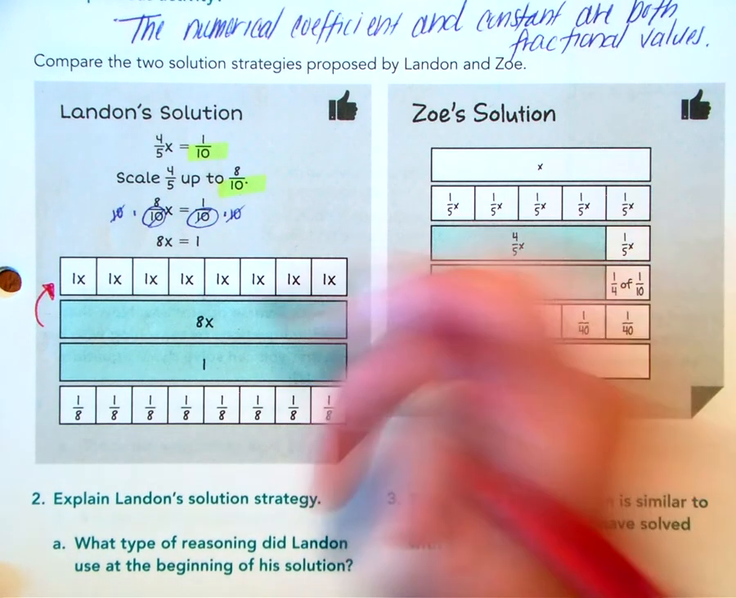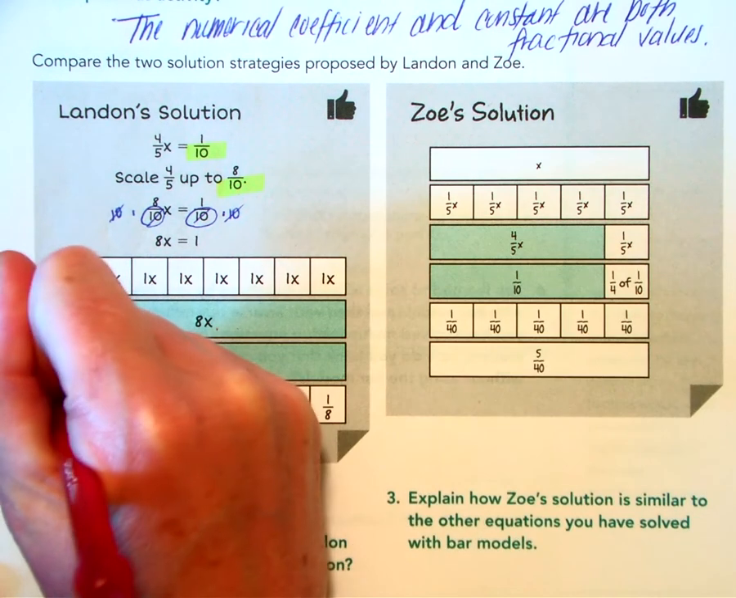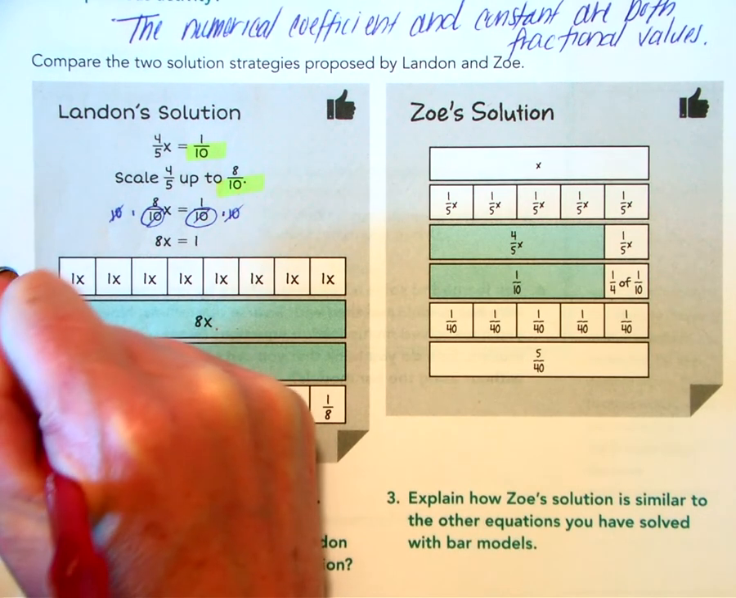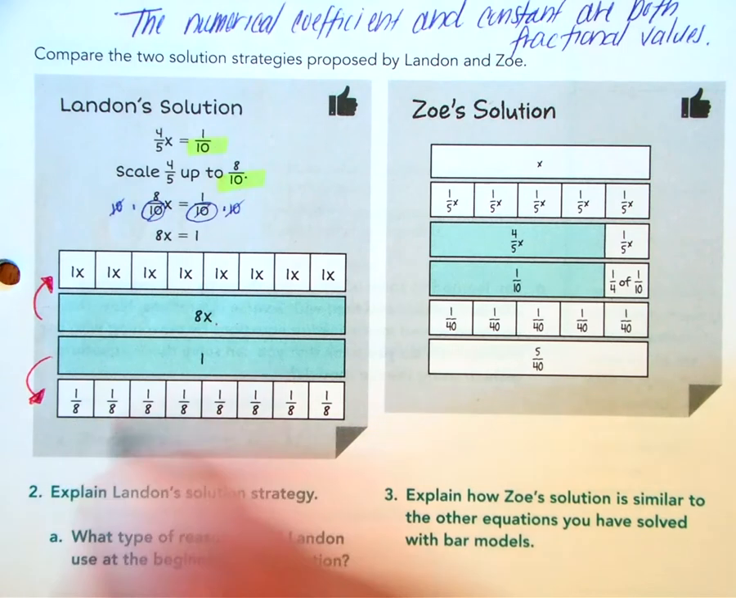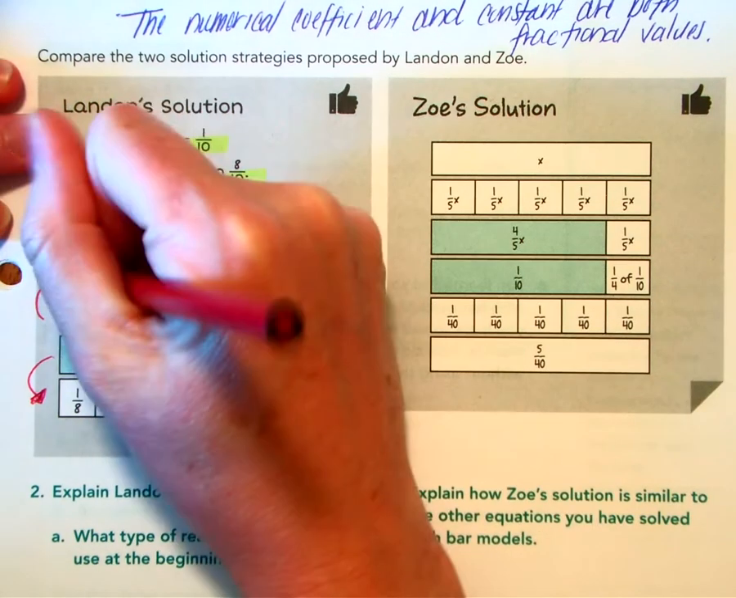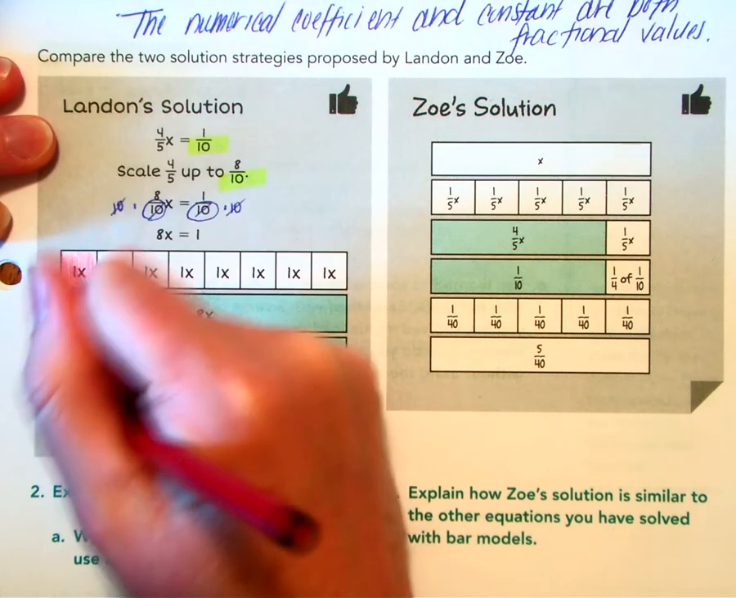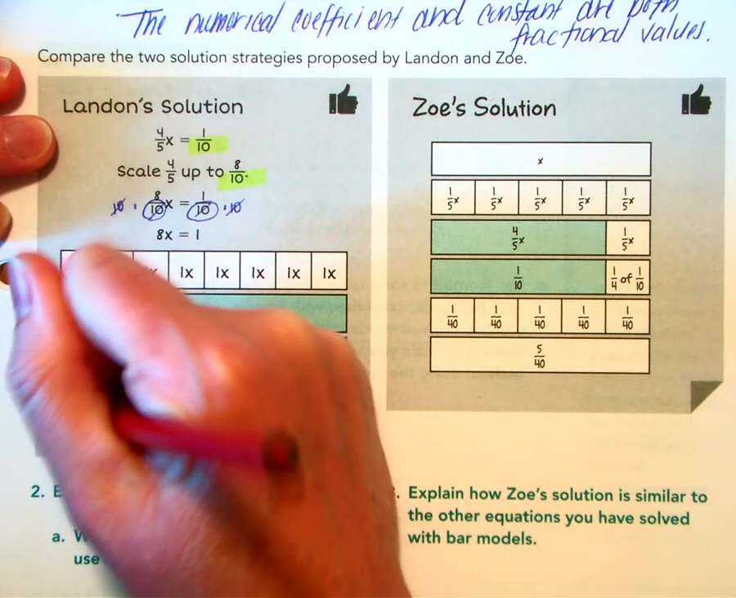And if that's true, if I break 8x up into 8 parts, I need to break 1 into 8 parts. And if I do that, it's 1/8 and 1/8, 1/8. And then I start to see Landon's thinking. Landon sees that x is the same as 1/8.